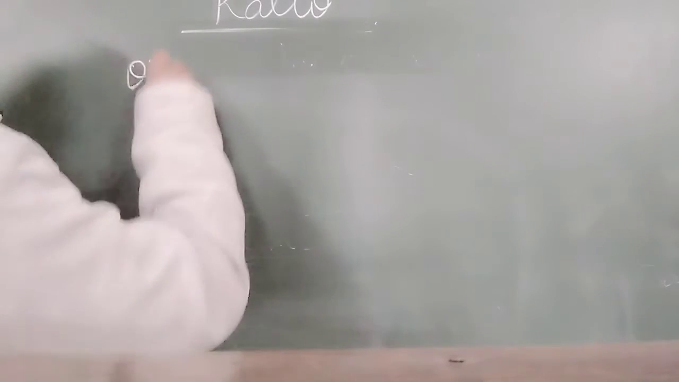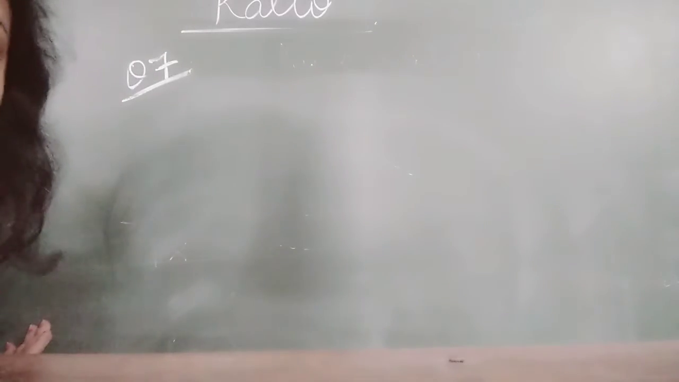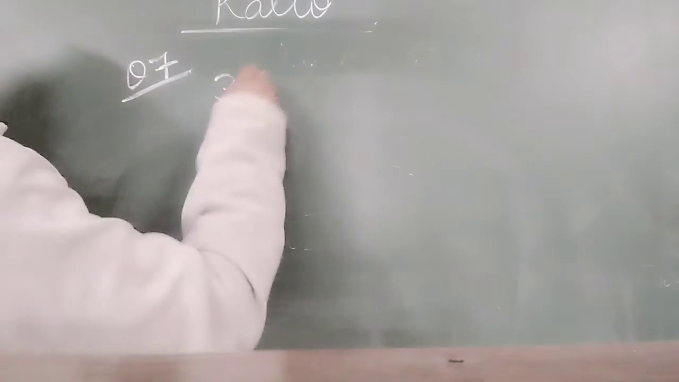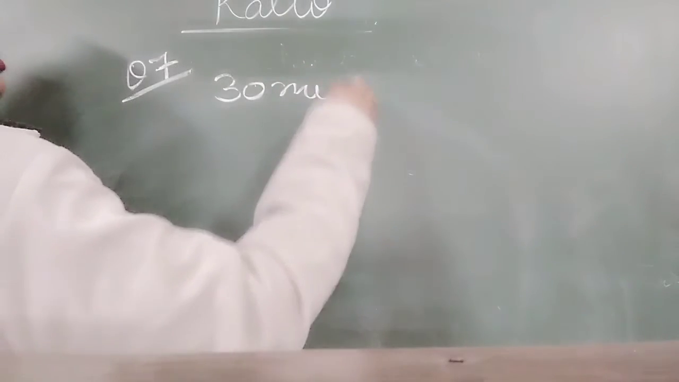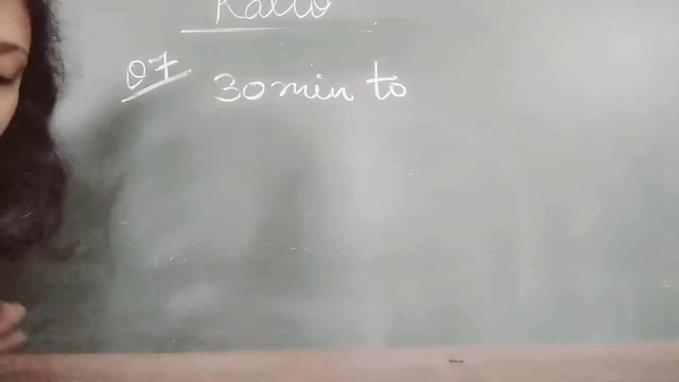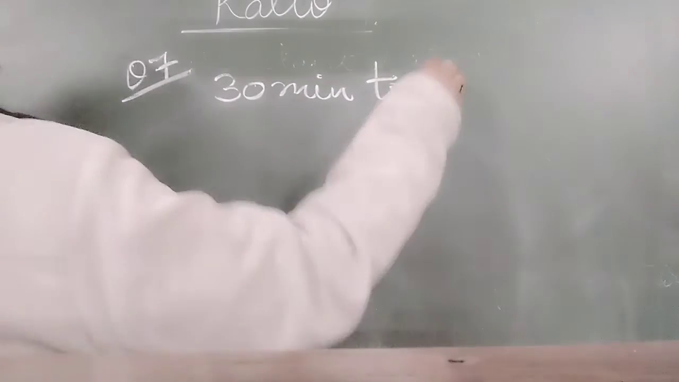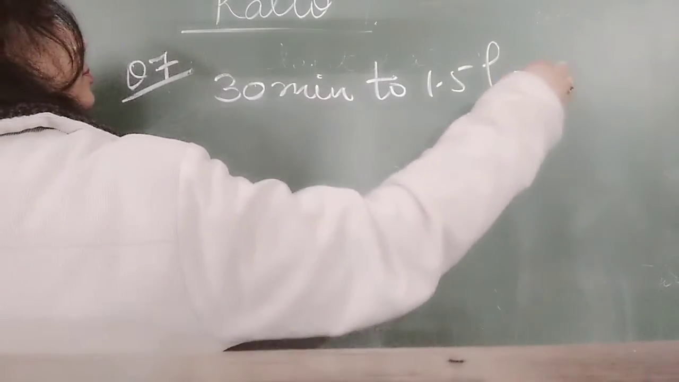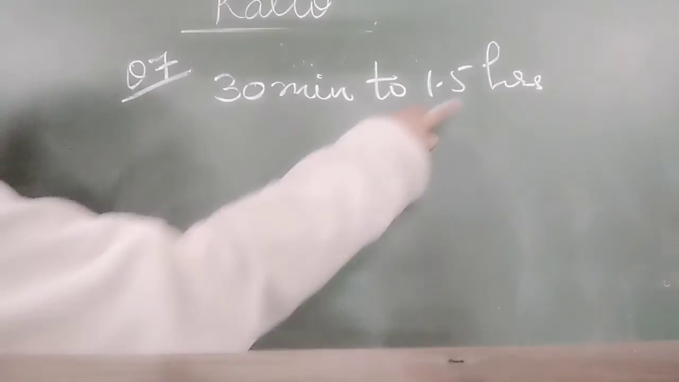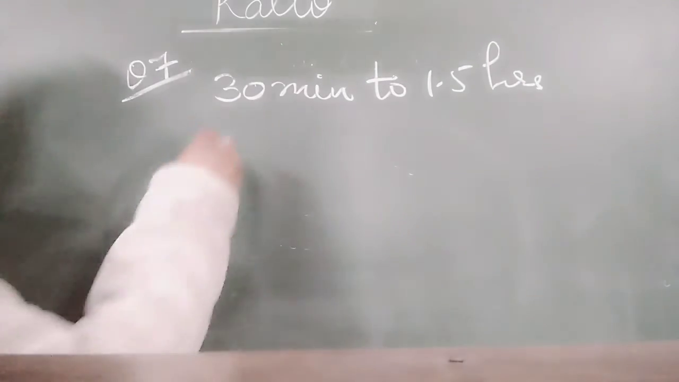If we have to find out the value of the ratio, then first we have to see whether both the numbers are in the same unit or not. If they are not in the same unit, then first we will convert them into the same unit. Like we have to find out the ratio of 30 minutes to 1.5 hours. Then first we convert this 1.5 hours into minutes.